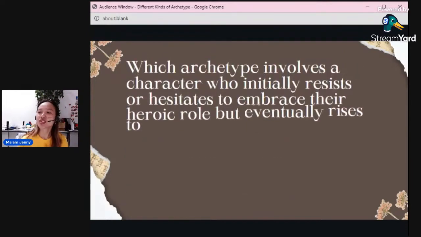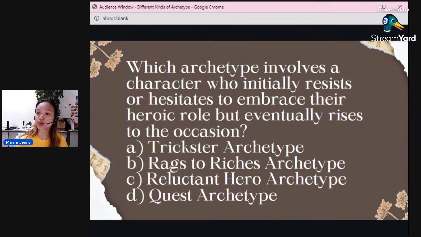Next one, which archetype involves a character who initially resists or hesitates to embrace the heroic role, but eventually rises to the occasion? So at first, ayaw nila yung nakadestined sa kanila. Maybe they want a simple life, or they don't want any of those, you know, responsibilities and whatever. But eventually they had to do it. So is it trickster, rags to riches, reluctant hero, or quest?